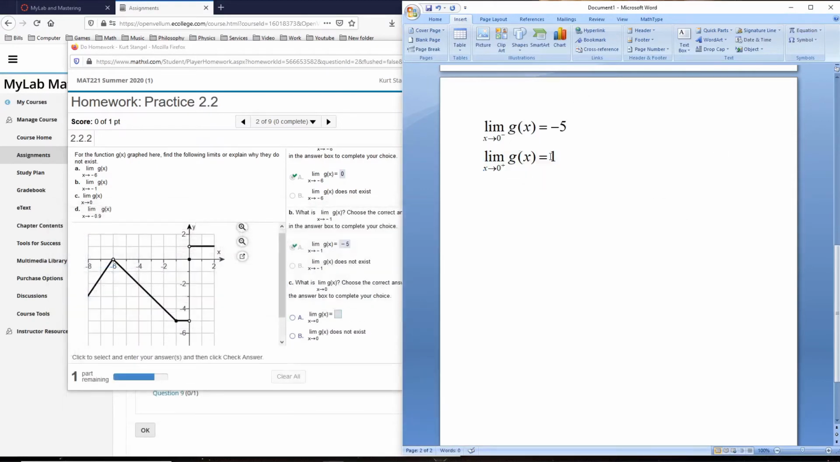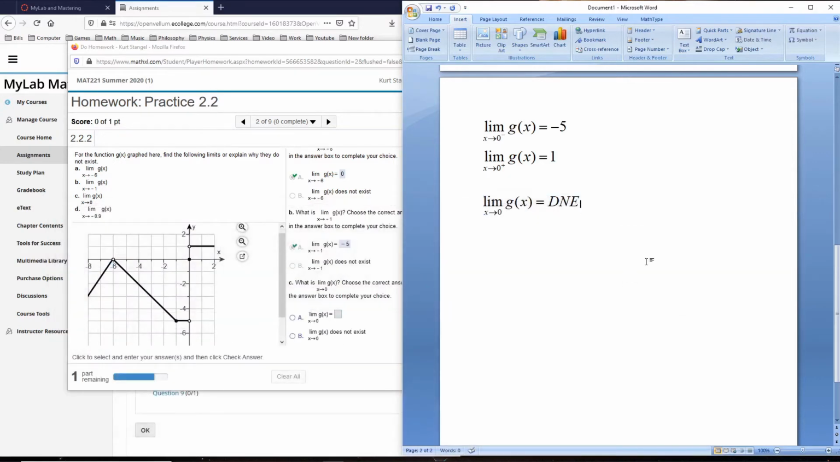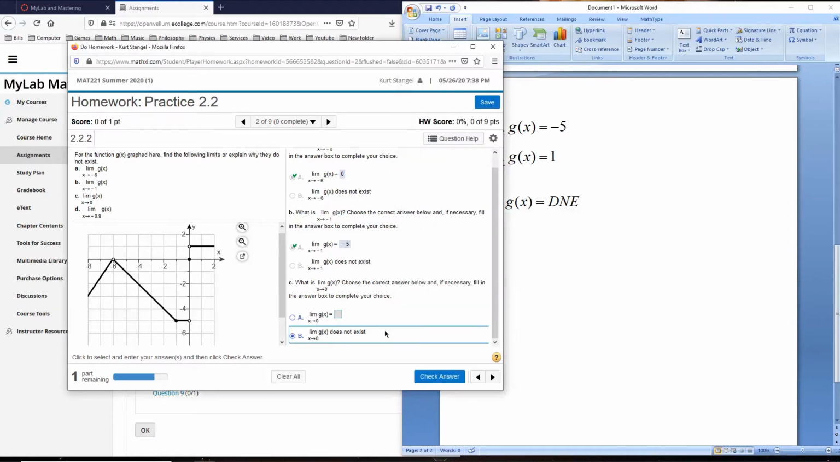And we see then these two do not equal. And since they do not equal, we must conclude then the two-sided limit does not exist. The left and the right must equal. So go over to MyMathLab, and here's our choice. The limit does not exist.